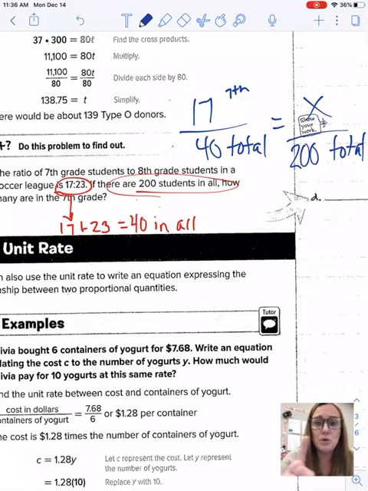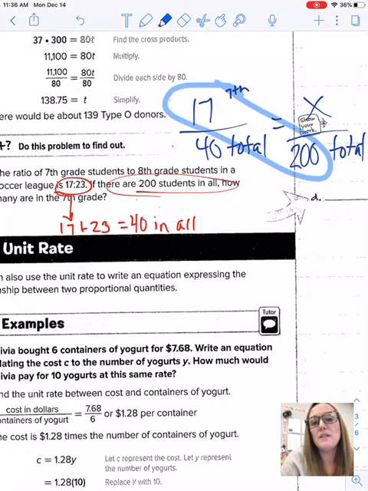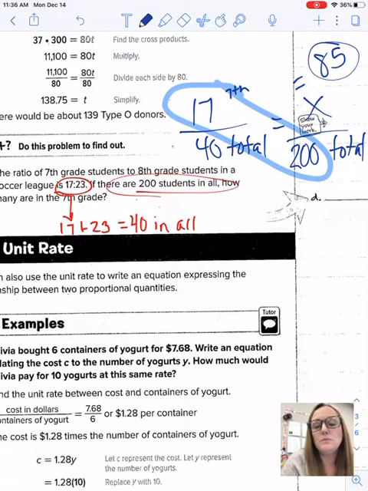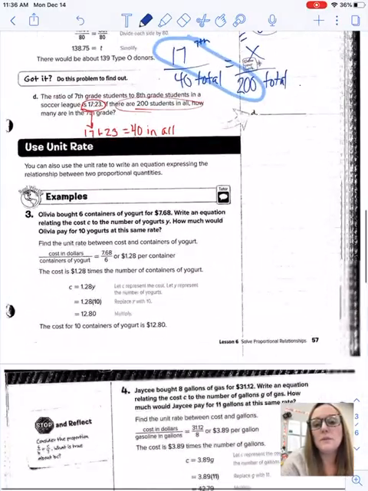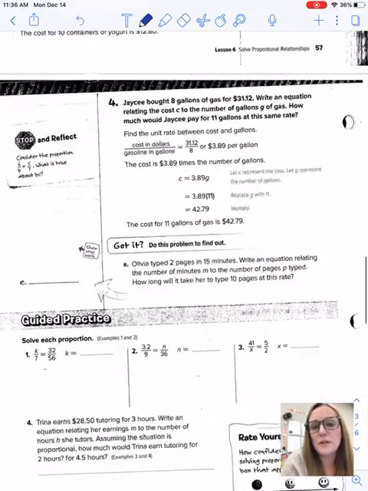So notice total and total are both on the bottom. You have to be consistent with this. So you're going to multiply your 17 times 200 and then divide by 40. And you should get 85 7th graders. Right, there's another good example there for you to look at, 3 and 4.